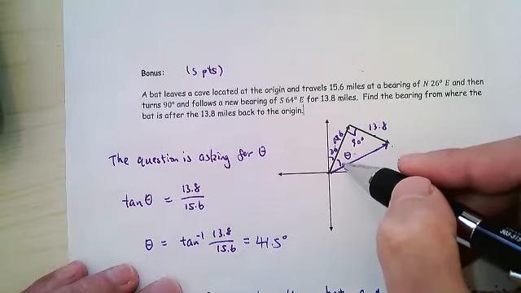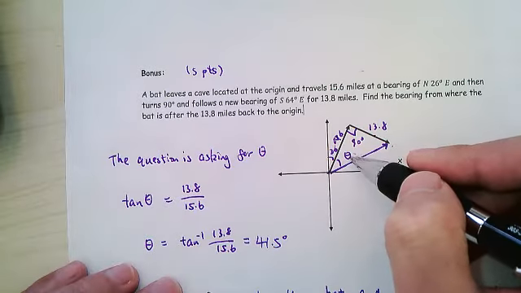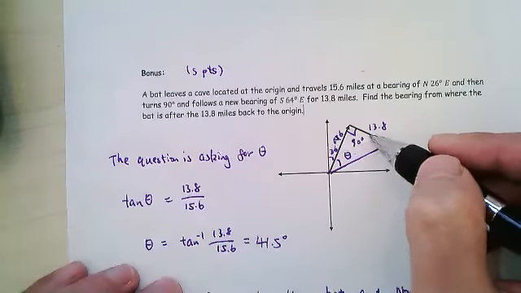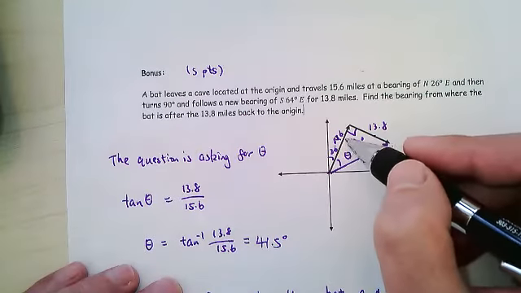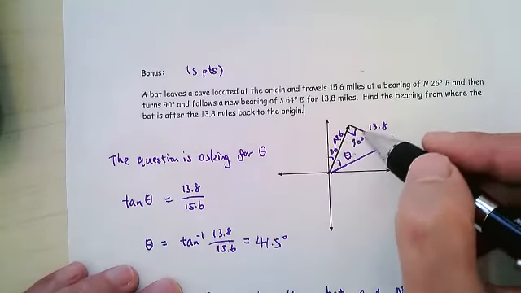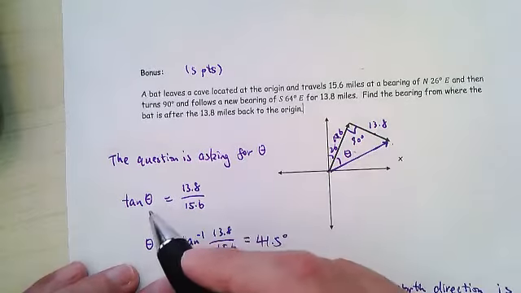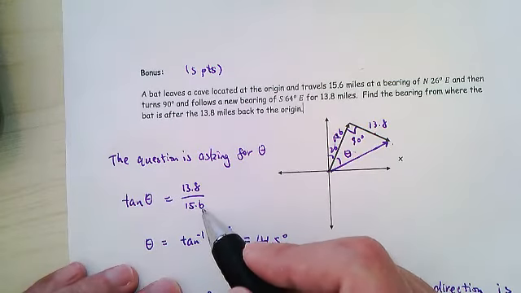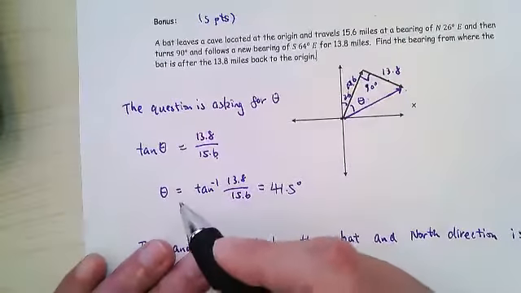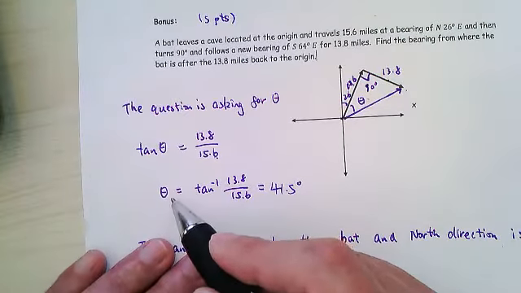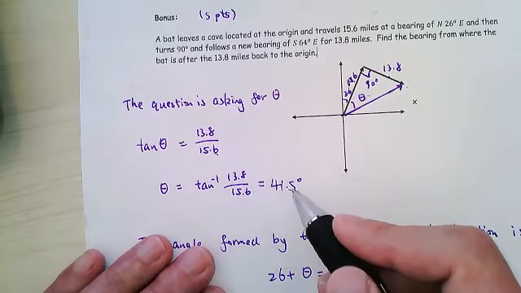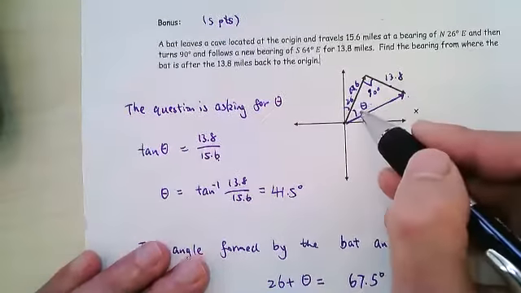Again, finding the bearing, you just find this angle. So you want to find this angle. Okay, you know this side and this side. So tangent theta is 13.8 over 15.6. Okay, then you can take the inverse tangent. So theta equal to inverse tangent of this guy. You should get 41.5 degree for this angle.